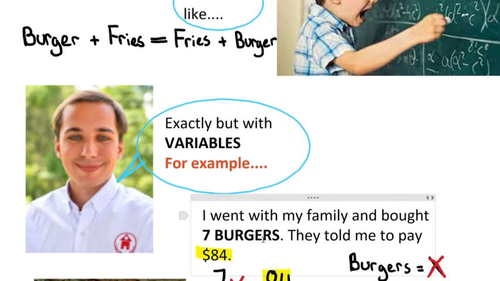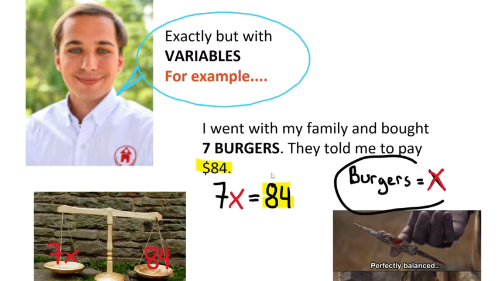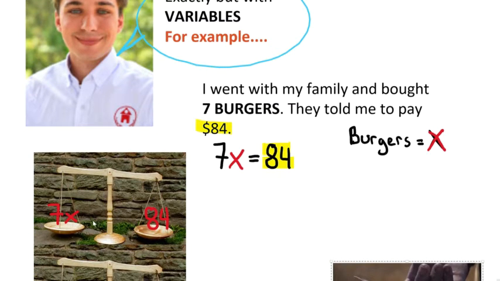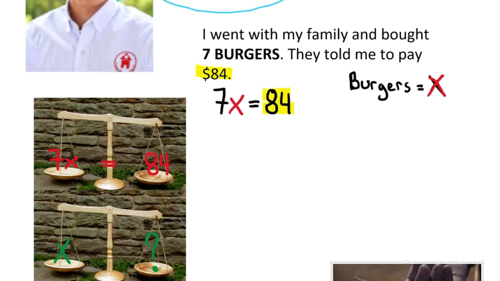Take this example. I went with my family and bought 7 burgers. They told me to pay $84. So if we make burgers our variable x, and we know that we had 7 of them, the equation we have is 7x equals 84. And look at the scales below. As we have 7x equals 84, and they are balancing on the scales. Problem being is that we want to find what one x is, what one of them is.